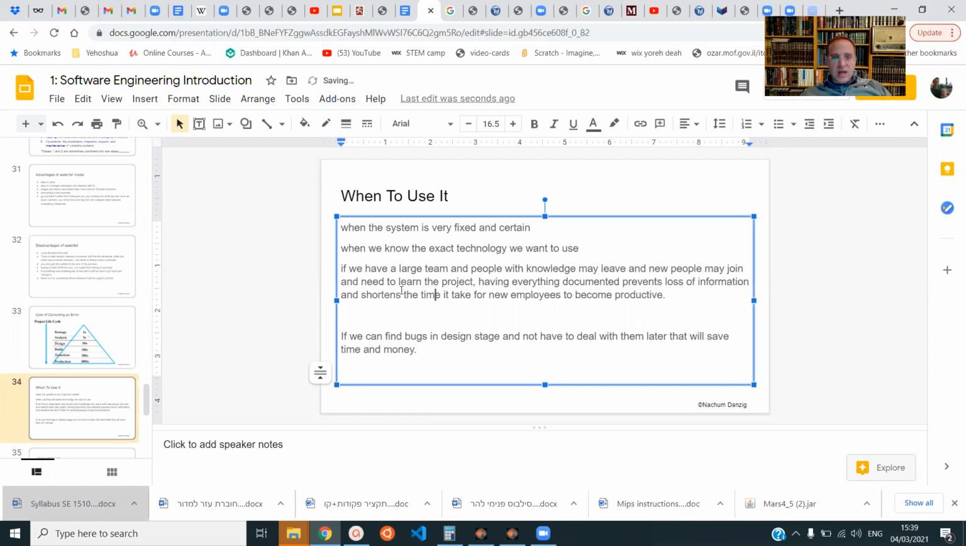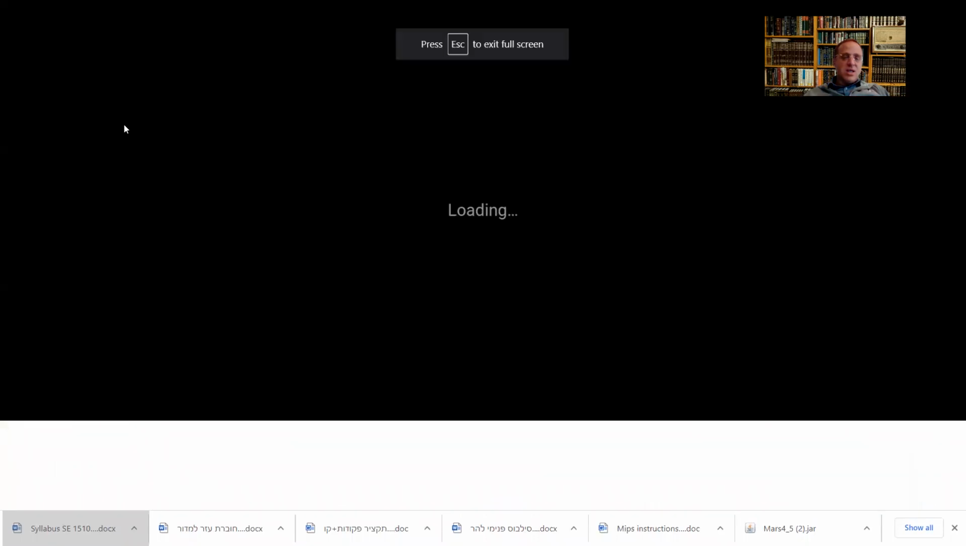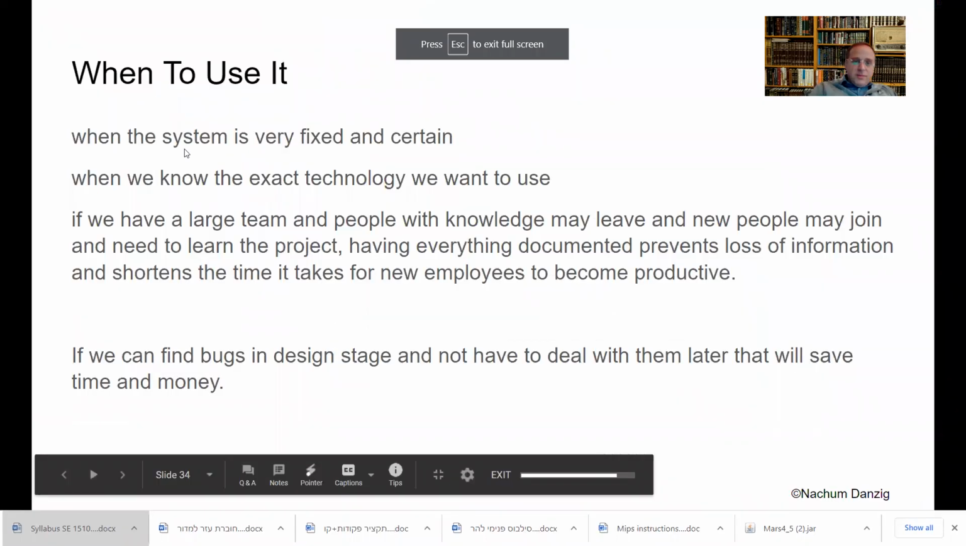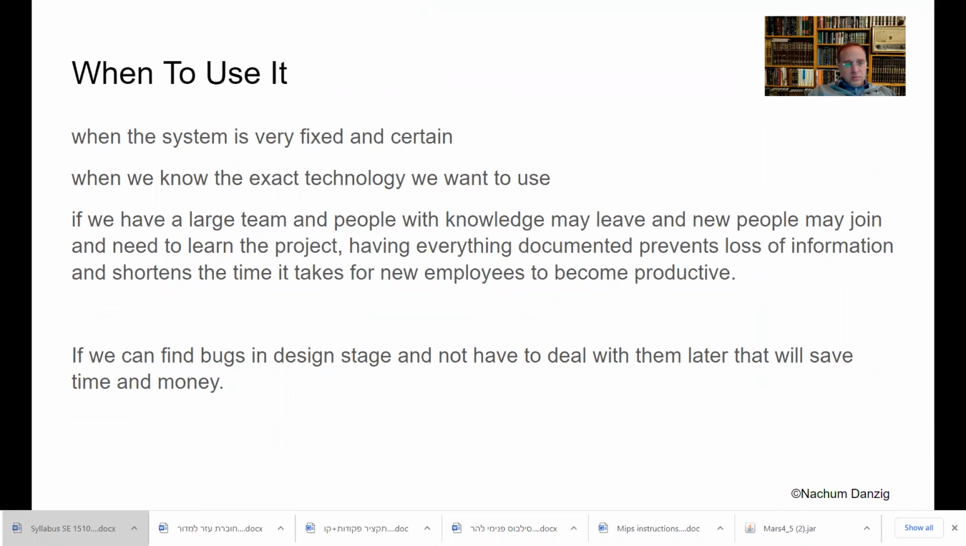Don't you want to have everything written down? If you have a large team, you may lose a lot of people. There may be a constant flow of people. They need to be able to read some documents and figure out what the project is and what they're supposed to be doing in it. So it's good to have things written down and clearly written down.